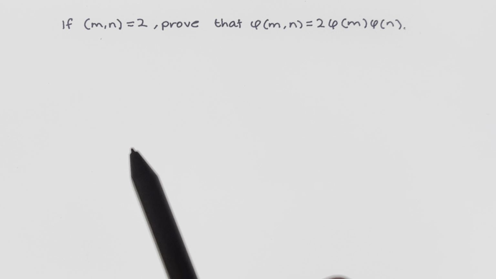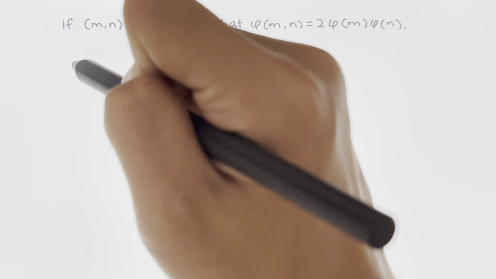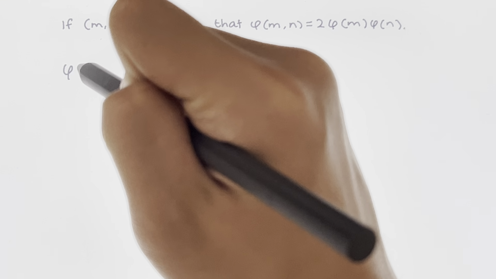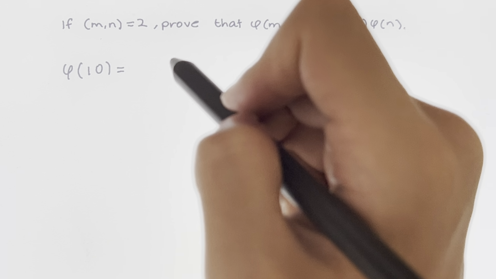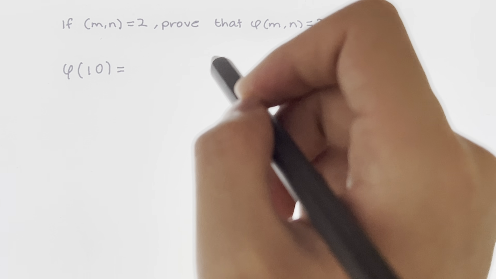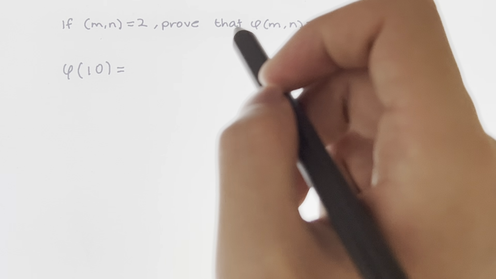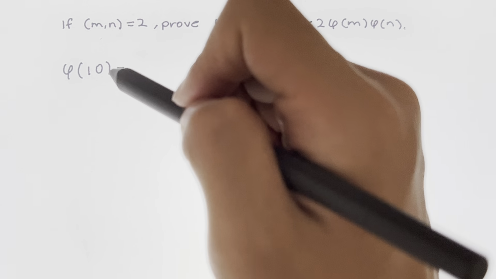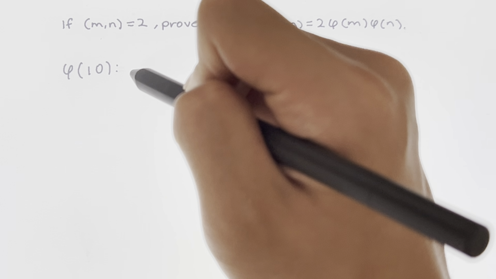So, to solve this problem, first we need to understand what the Euler's totient function is. To do this, we can take an example. Let's take the Euler's totient of 10. We know that the Euler's totient of n counts the numbers coprime to n up to n. So if you write the numbers from 1 to 10, which of them are going to be coprime to 10?